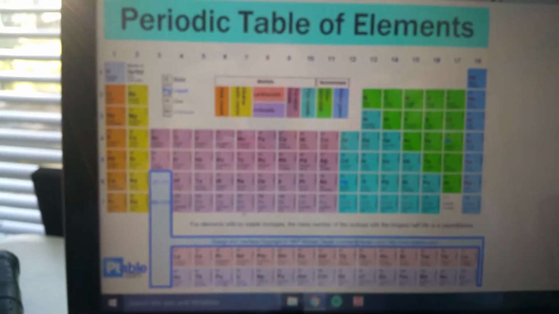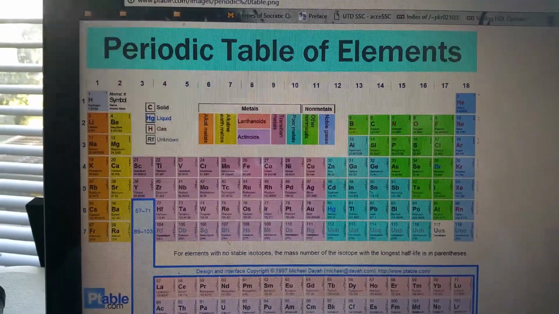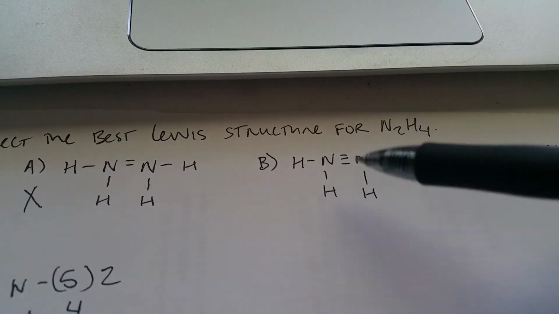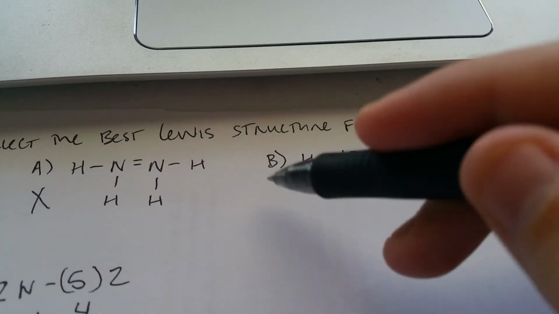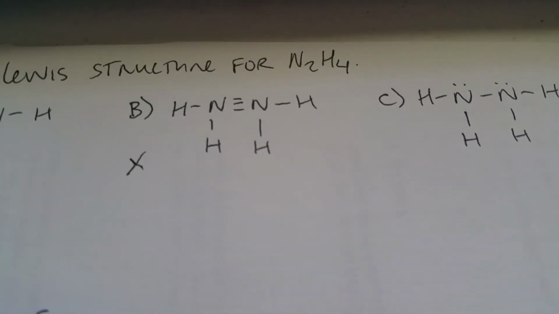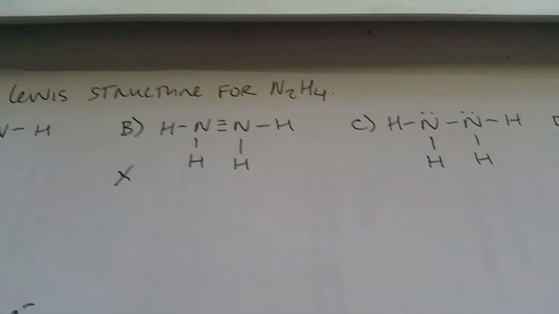Nitrogen is in the second row, so it cannot have an expanded octet. So here, when we were saying that there are 10 electrons around this nitrogen, this cannot happen. Nope, not okay, because it's not in row 3 or below.